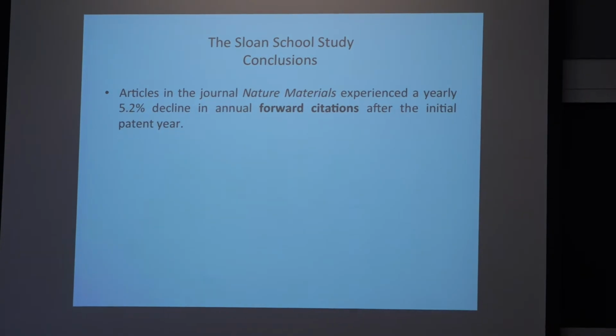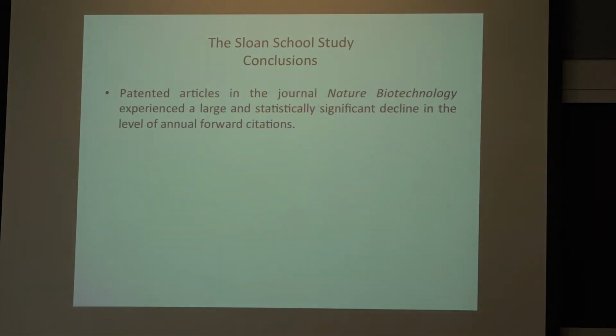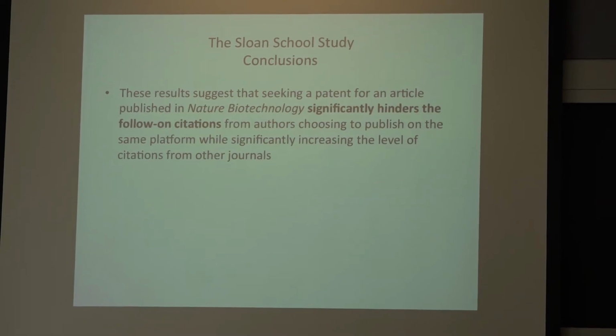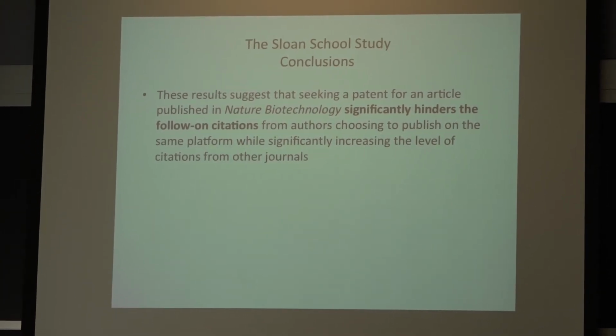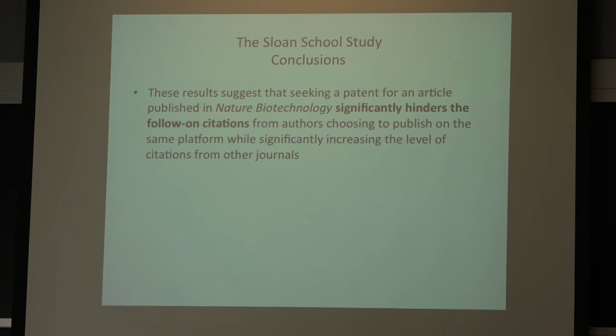In fact, the articles they looked at in Nature Materials experienced a yearly 5.2% decline in annual forward citations, which to the Sloan School was statistically significant. Patented articles in the journal Nature Biotechnology experienced a large and statistically significant decline, according to the Sloan study. These results suggest that seeking a patent for an article published in either of these journals significantly hinders follow-on citations, thus reducing the dissemination of scientific knowledge. So what they found is patent paper pairs are bad for the dissemination of knowledge.